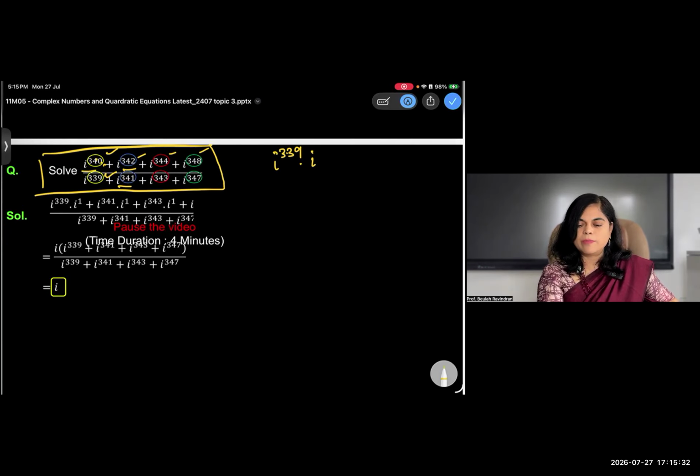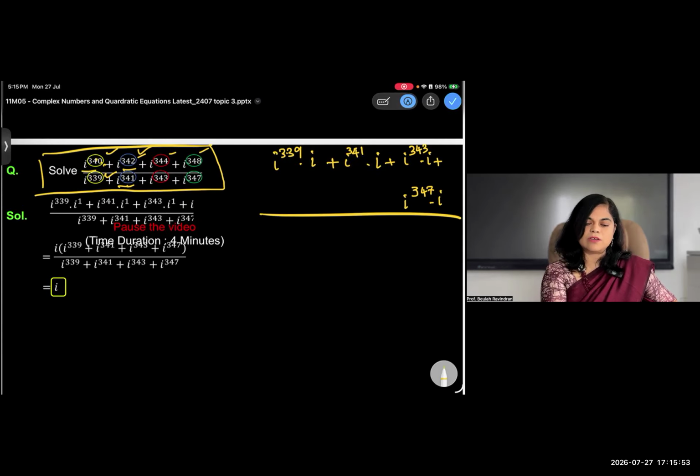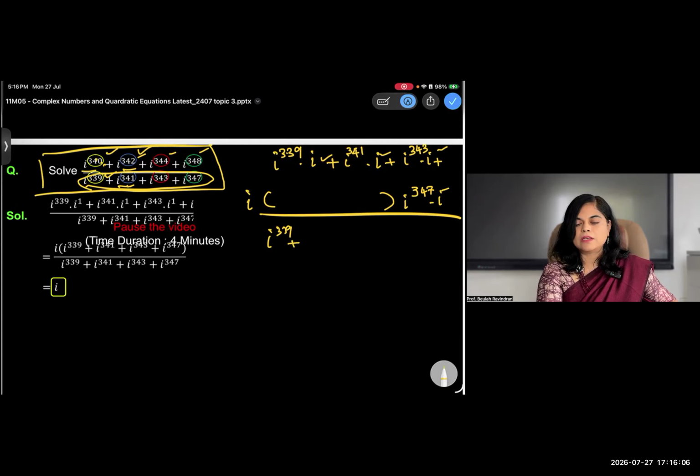Similarly, here also plus i^341 times i. Like that you can split 342 as that, then i^344 as i^343 into i, then i^348 as i^347 into i. So you know all these are found in the denominator. So take i as common. If you take i as common, the terms inside are the same as the terms in the denominator also, so you can divide.